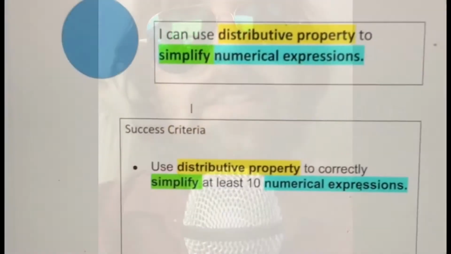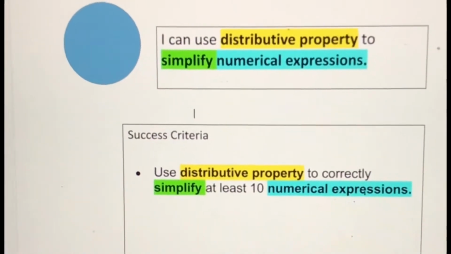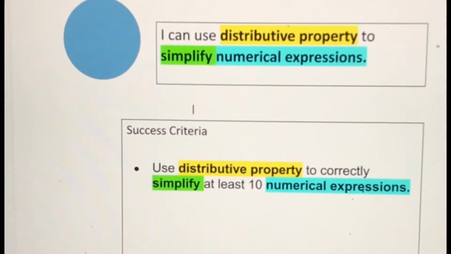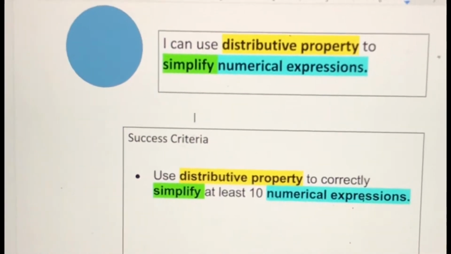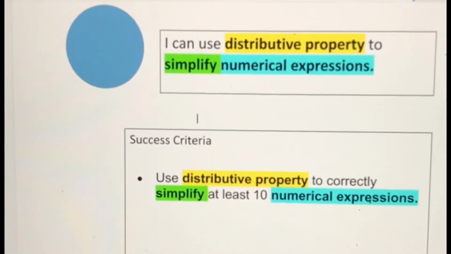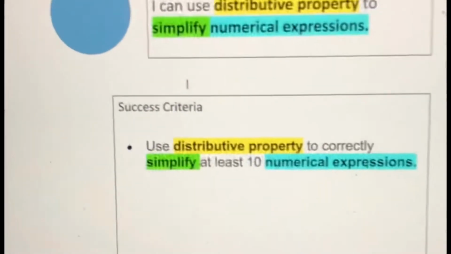Let's get into this. The learning target of the day for Monday, March 21st is: I can use distributive property to simplify numerical expressions. Success criteria: use distributive property to correctly simplify at least 10 numerical expressions.